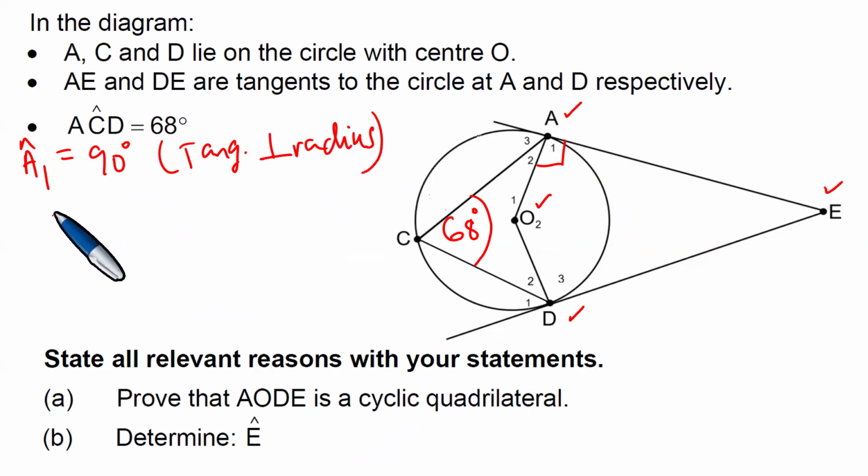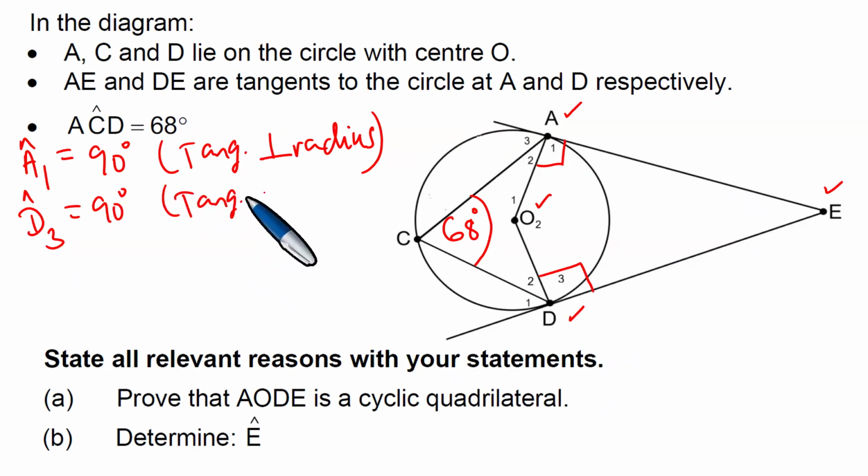Tangent perpendicular to radius. Right, moreover, we have D3 equals 90 degrees as well. Why? Because we have been told that AE and DE are tangents. So in other words, AE is a tangent, perpendicular to the radius OA, but also this is a tangent, so it's perpendicular to radius OD, so that we have tangent perpendicular to radius.